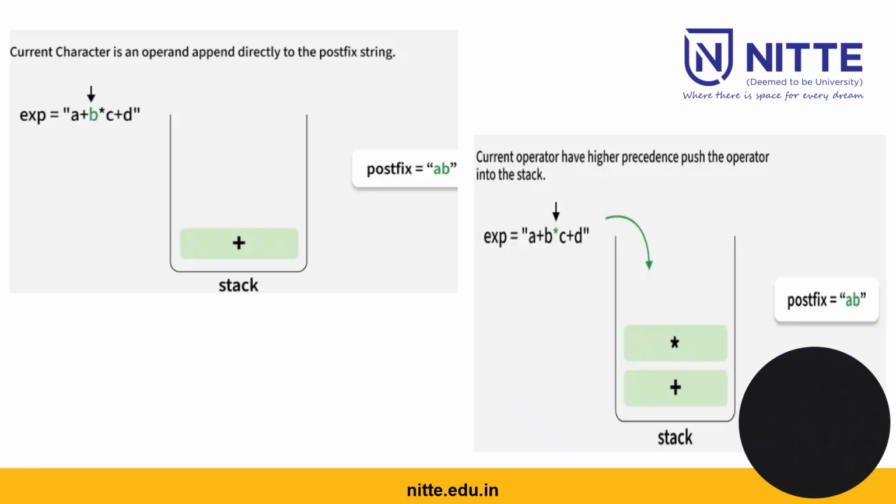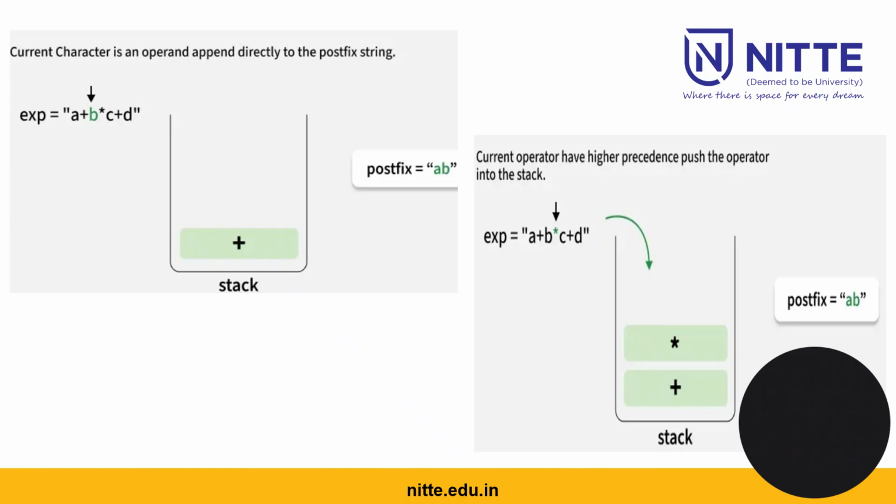Now you see, what will be encountered next? The letter B. Since it is an operand, we have to push it to the postfix. So the postfix will become AB. Then after that, we have to see what we will encounter.